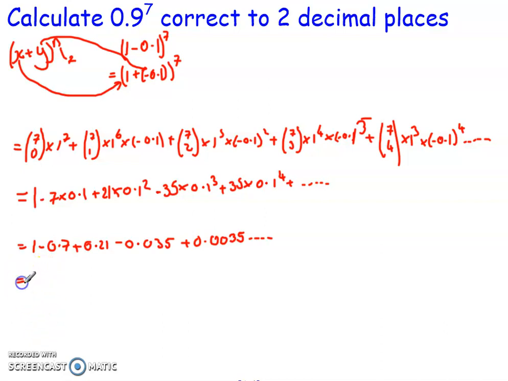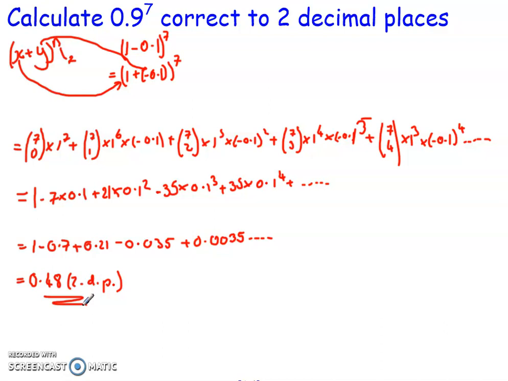If I then add all of that up and round it to 2 decimal places, what I end up getting is 0.48 to 2 decimal places. So there you go. I've got my approximation to 0.9 to the power of 7. It's 0.48 to 2 decimal places. If you plug 0.9 to the 7 into a calculator and rounded it, that is the answer you would get.